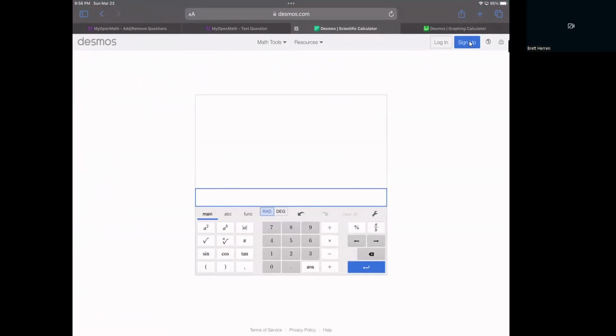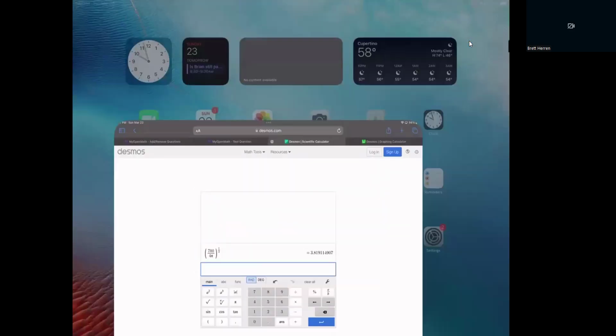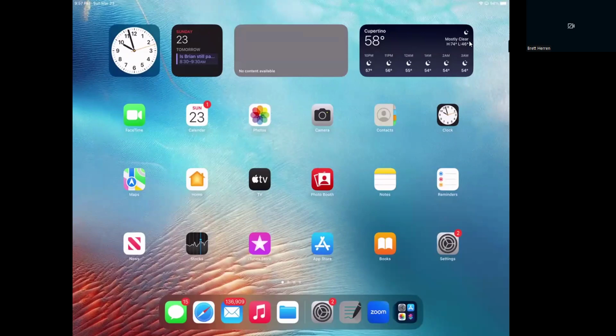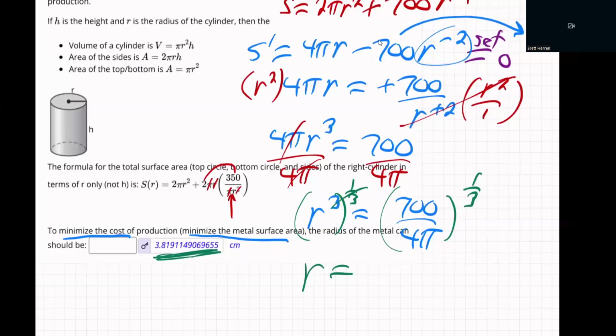700 over 4 pi. So I'm going to go parentheses, 700 over 4 pi, to the power 1/3. There we go: 3.8191. There we go. That's the radius.